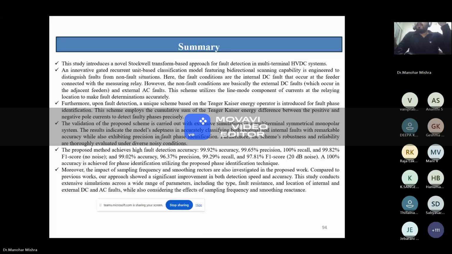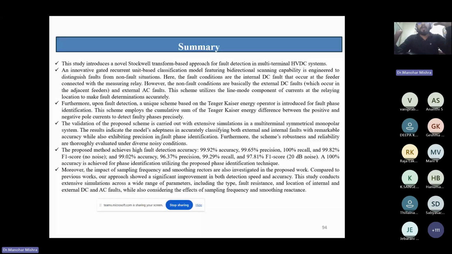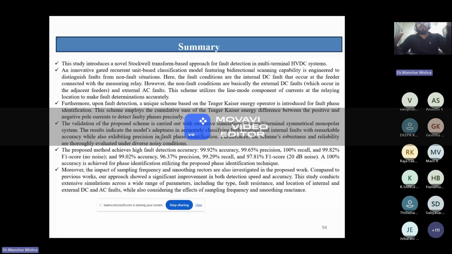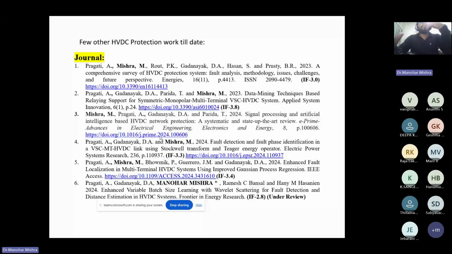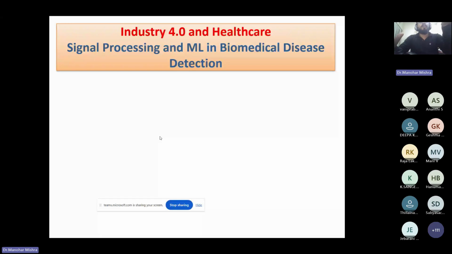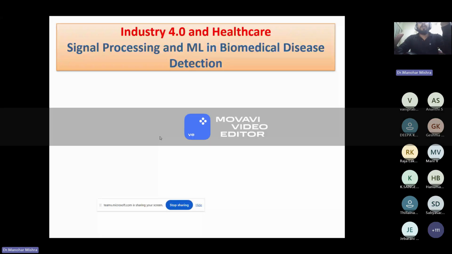The procedure, as I mentioned initially, is feature extraction, then selection, then classification, and similar steps can be done in the biomedical domain also. And these are some HVDC protection works that we have already published in many good journals. Like this, in the healthcare domain also, we can apply signal processing and ML in biomedical signal detection, but it is already time, so I am just showing some slides.